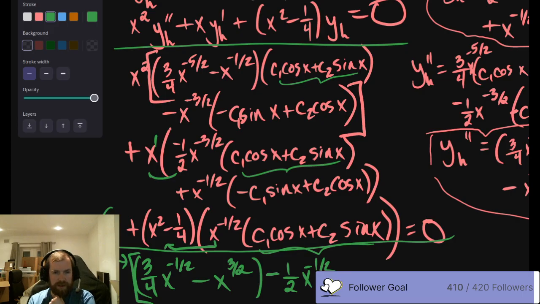And then all the way at the bottom, we've got this, which can come back out here. Multiply that, x to the second times x to the negative 1/2. That's going to be a positive x to the 3/2. Nice. Minus 1/4 x to the negative 1/2. All of this is then multiplied by c1 cosine x plus c2 sine x.